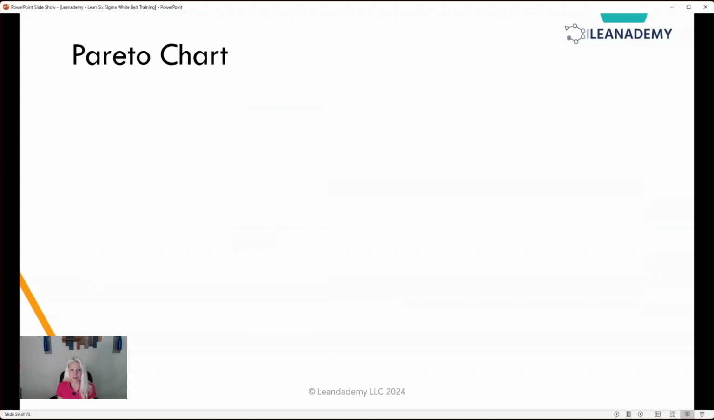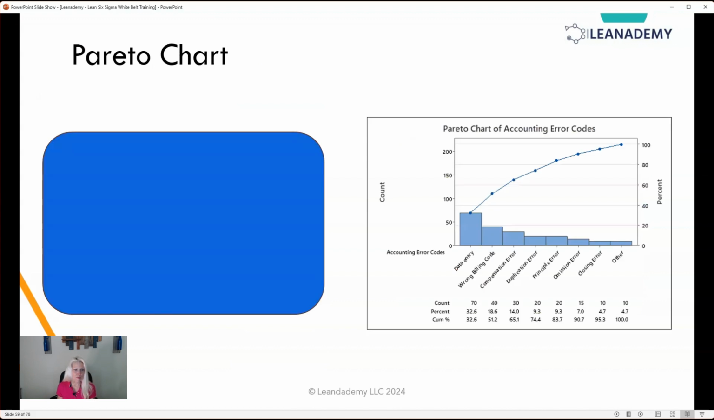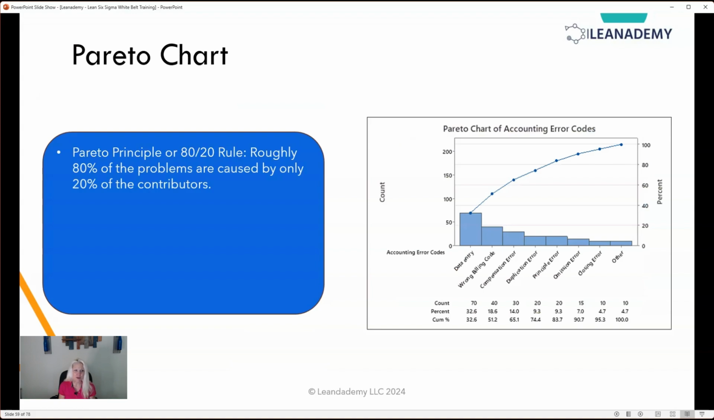A Pareto chart is a great tool as well. But what we do is we look at the Pareto principle. I've already touched upon this in previous videos, right? So we use the 80-20 rule. So roughly 80% of the problems are caused only by 20% of the contributors. So we frequently solve problems by identifying and solving those critical X's.